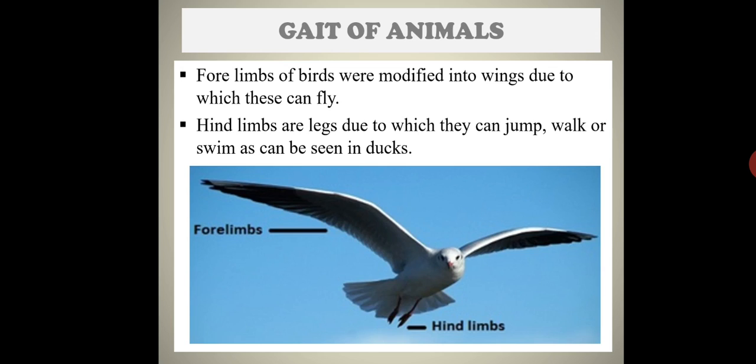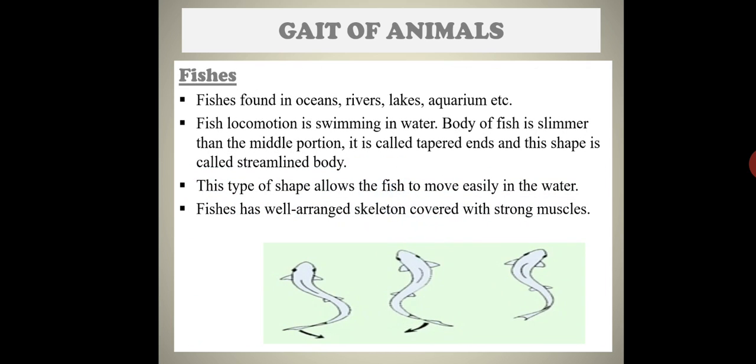Hind limbs are legs due to which they can jump, walk, or swim, as can be seen in ducks. Forelimbs are modified into wings due to which they can fly. Next is fishes. Fishes have a particular body shape which helps their easy movement through the water, which is called streamlined. This body shape helps them pass easily through the water.